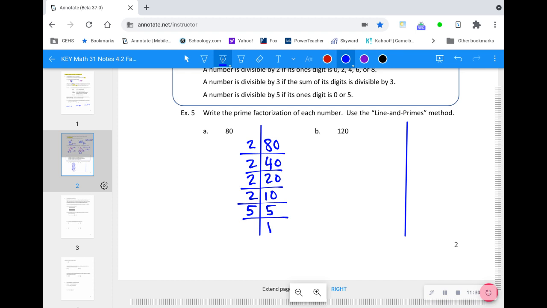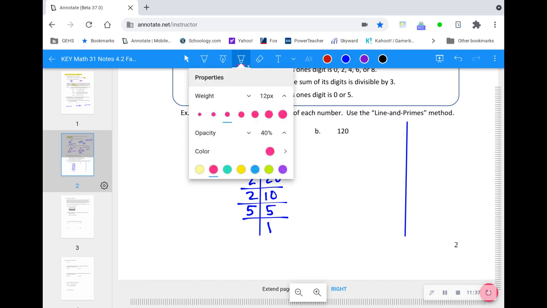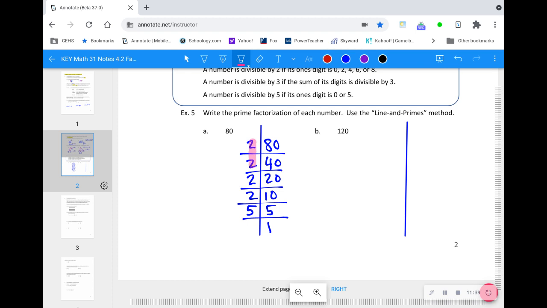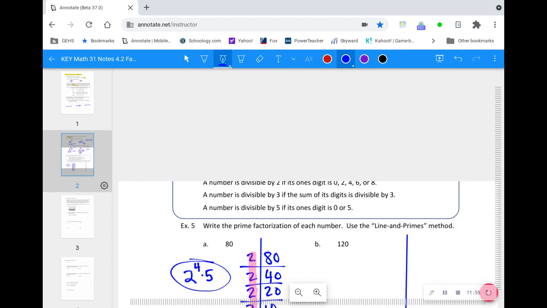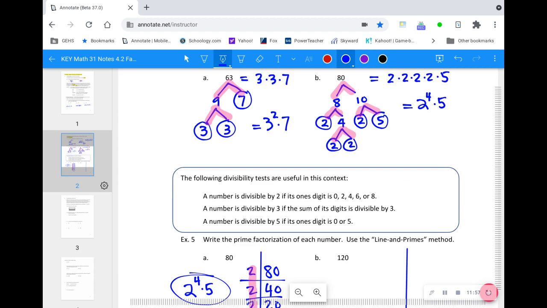As soon as you get a 1 there, you know you've gone far enough. You've got the answer on the left-hand side. It's going to be 2 times 2 times 2 times 2 times 5. That is the same answer we got earlier. You can compare. It's going to be 2 to the 4th power times 5. That's the prime factorization of 80. And it is the same answer we got when we did it the other way.